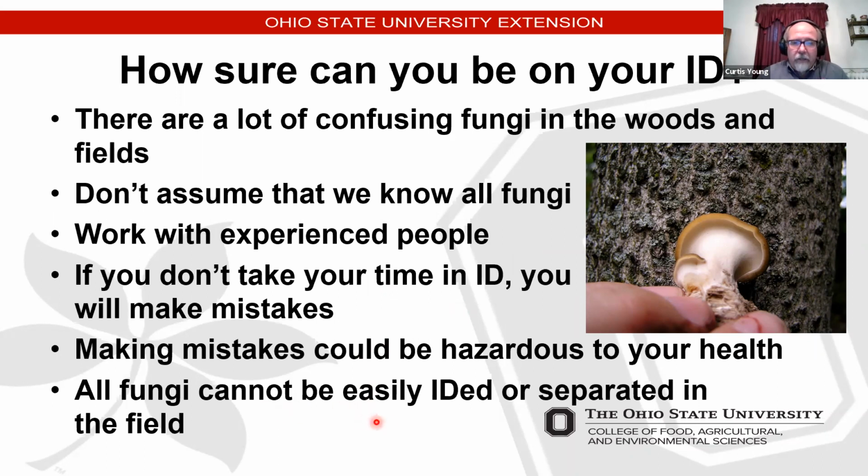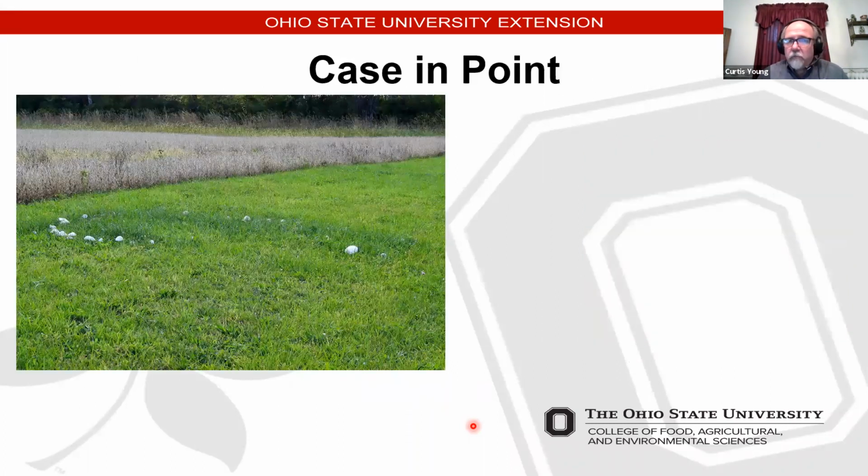And all fungi can't be easily identified or separated in the field. We can get them close to an identification, but as I've mentioned already, sometimes you have to do things in a laboratory to be able to fully identify to species what you are working with. So here's a case in point, one that I'm struggling with myself at the current time. In Northwest Ohio, we have massive groups of fungi growing in rings, fairy rings, in grassy areas. The possibilities are very wide as to what the identification of the fungus may be.